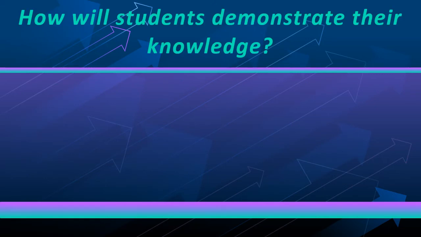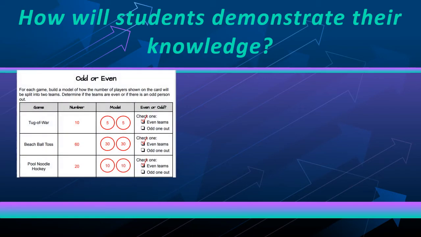Students are going to demonstrate their knowledge through a variety of different exit tickets, journals, and etc. I really like this odd or even activity. Students are understanding that each game has a number of team members, and then they have to provide a model to show how many are going to be in each team, and if it's an even or odd number. If the number can be split evenly, they can determine that it is even. If not, it's going to be odd if some are left out.